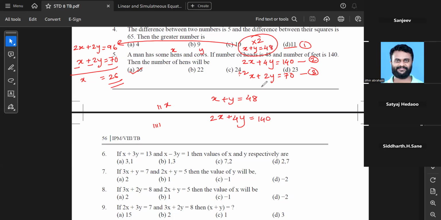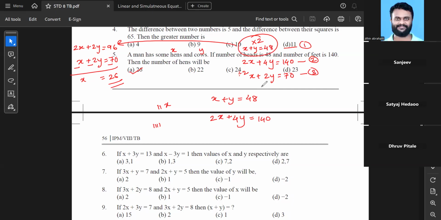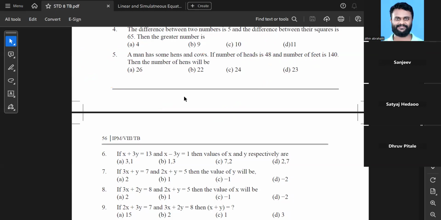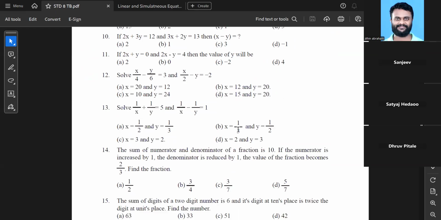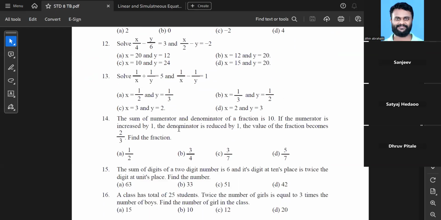Yes, sir. Thank you, sir. Okay, proceeding further. Now let me solve this fraction problem. This is not a big deal. It's just a different problem, so I'll just solve it.